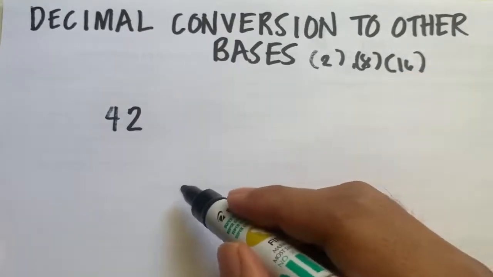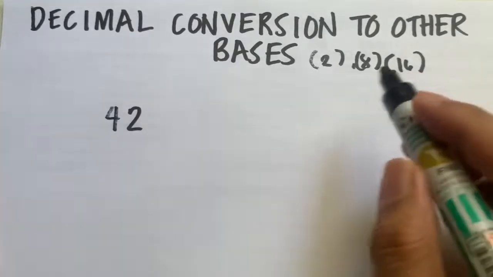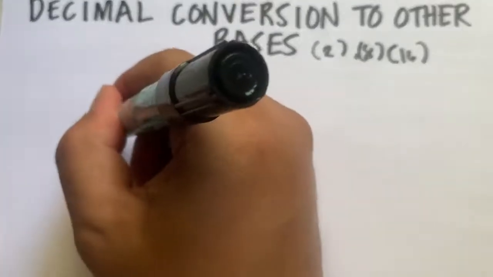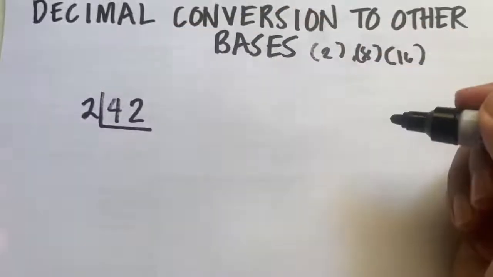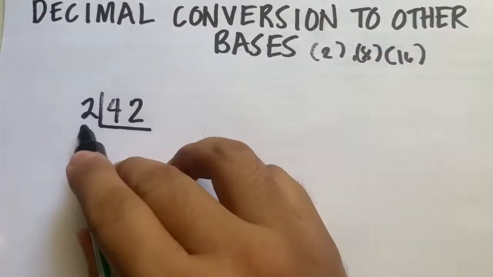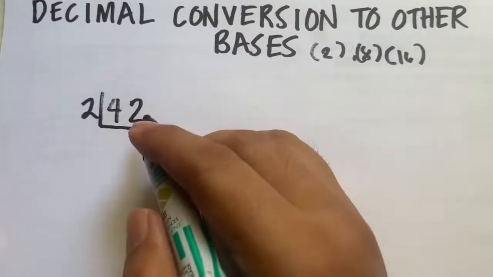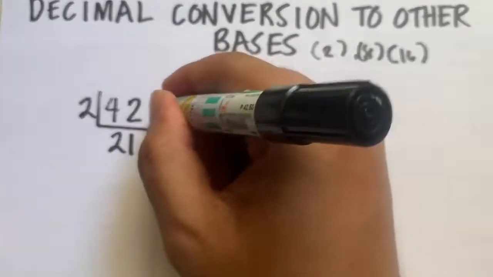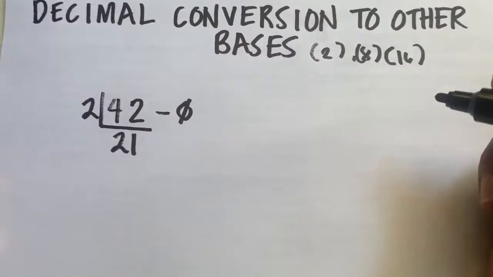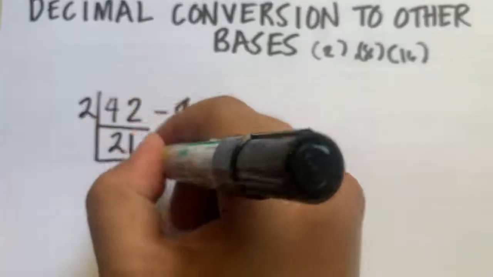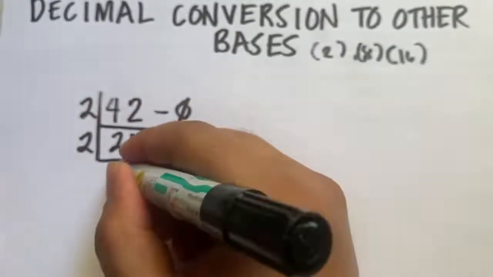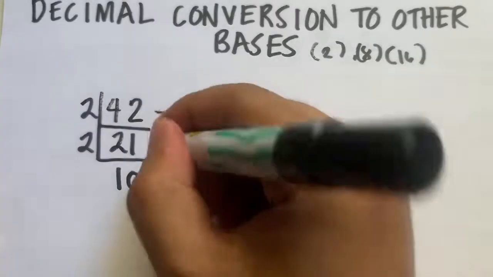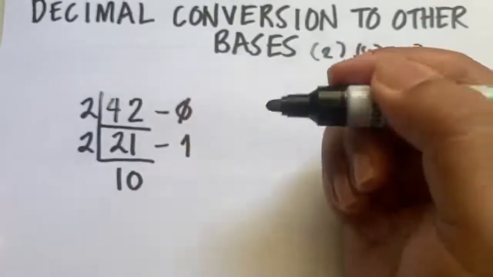Let's start by converting it to binary. To convert decimal to binary, we simply divide the decimal number by 2. So we have 42 divided by 2. 42 divided by 2 is 21. 2 times 21 is 42, therefore there is no remainder. Again, we divide 21 by 2. That is 10. Then we multiply 2 by 10, that is 20. So there is a remainder of 1.